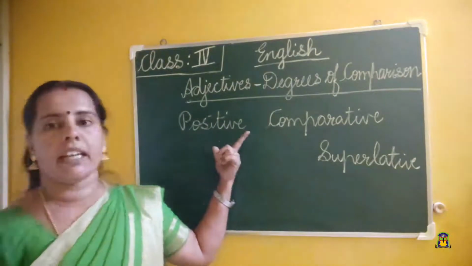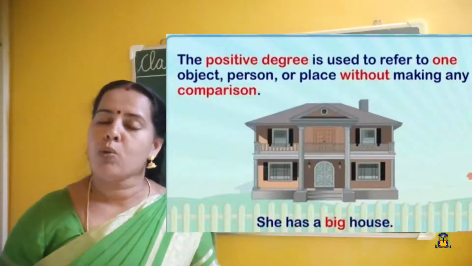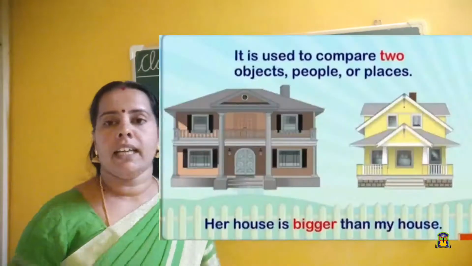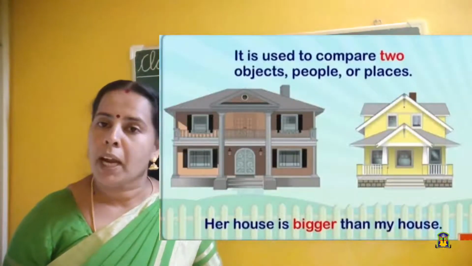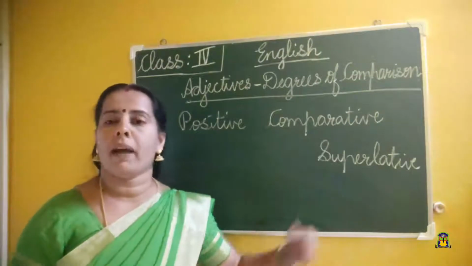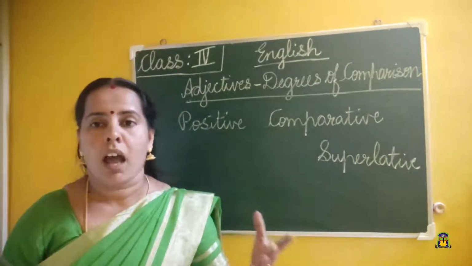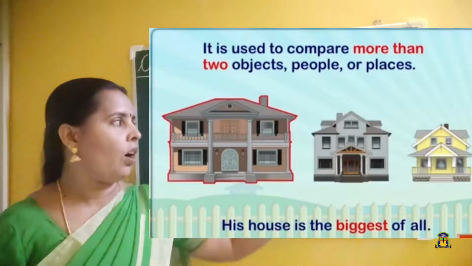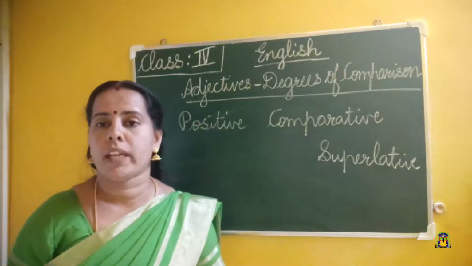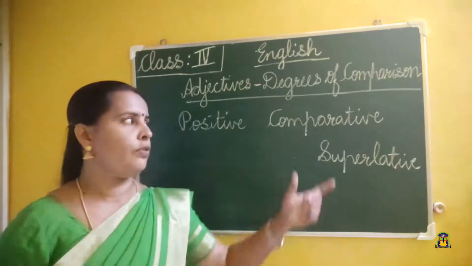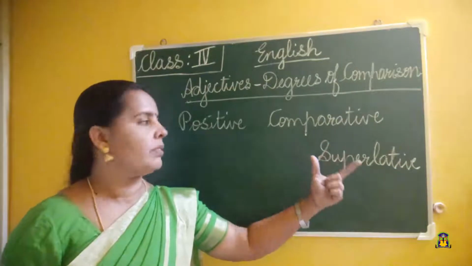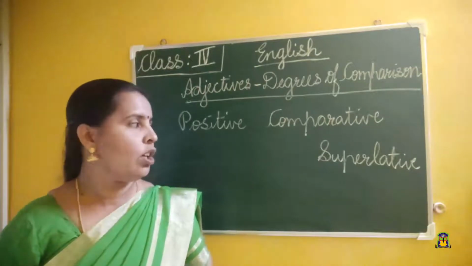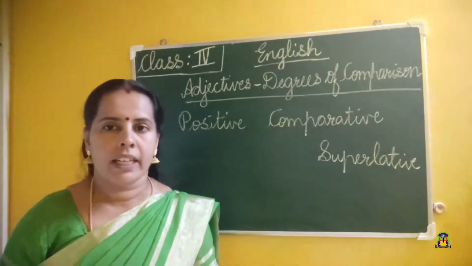Okay, positive degree, an example. Her house is big. Now in comparative degree, her house is bigger than my house. And in superlative degree, we say his house is the biggest of all. Okay, so with most of the adjectives, we add ER to form comparative degree. With most of the adjectives, we add EST to form superlative degree.